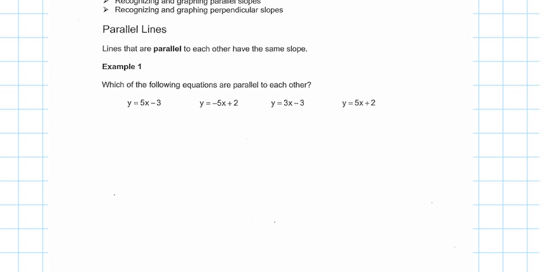Okay, here's the note. Here's what I want you guys to remember. Lines that are parallel to each other have the same slope. Now I want you to ask yourself, does that make sense? Does it make sense that they have the same slope? What does slope mean?